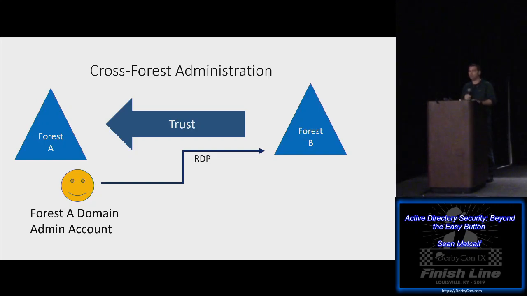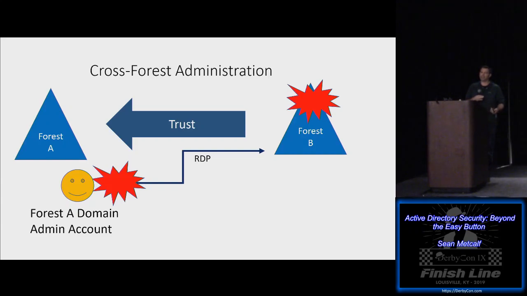The issue is that if Forest B is a lower level or a forest with a lower security posture, like a DMZ, and that gets compromised, the credentials for this Forest A domain admin account is on Forest B's DCs. And that means that gets compromised, which means Forest A gets compromised. So you want to be very careful with cross-forest administration.